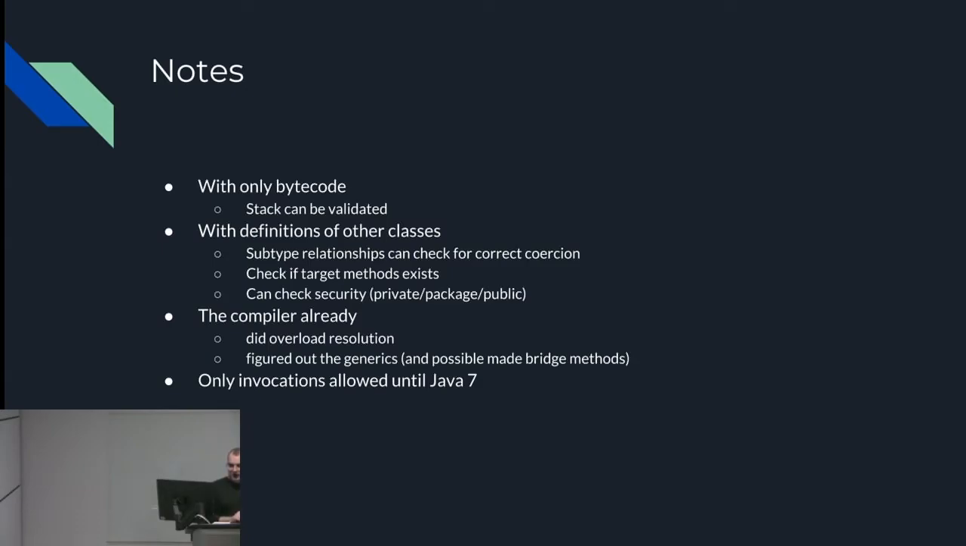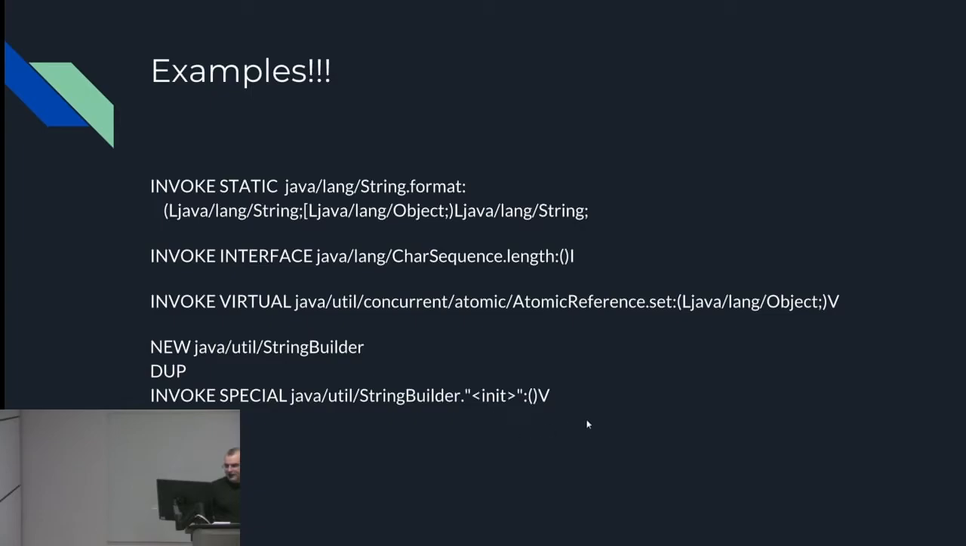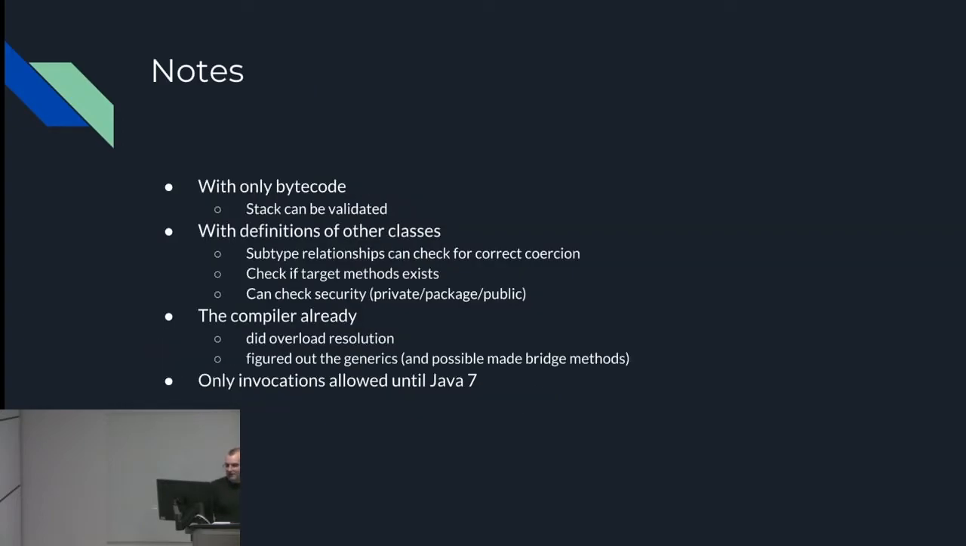So the compiler has already done the overload resolution and picked which overload it wants, and it effectively does that by the descriptor. There can be only one correct descriptor that matches a particular method. So if it says, no, I want the object version of this, and you pass it an integer, it would convert the java.lang.Integer and put it in as java.lang.Object. And these were the only things that were allowed until Java 7 when invokedynamic happened.